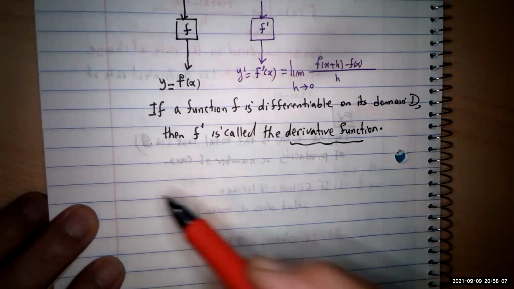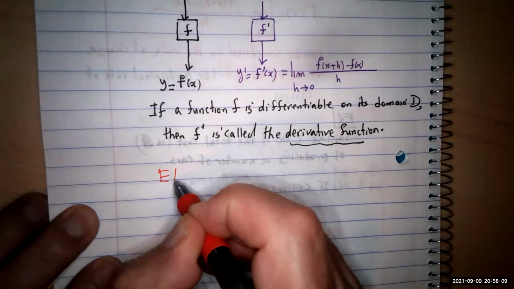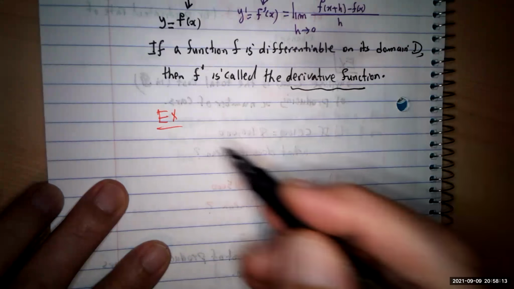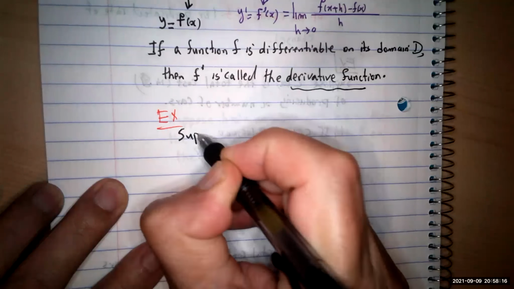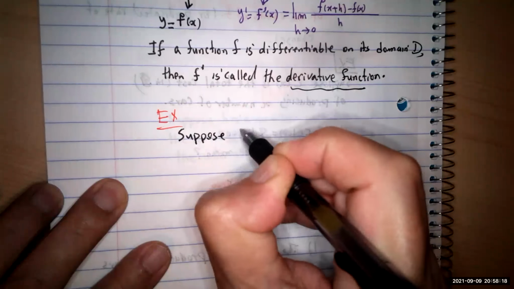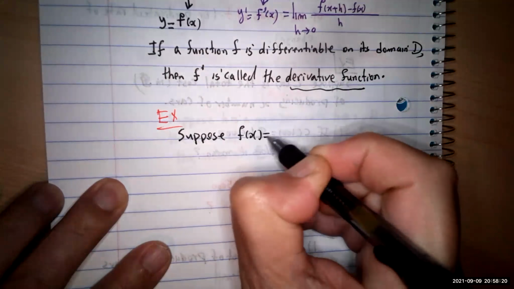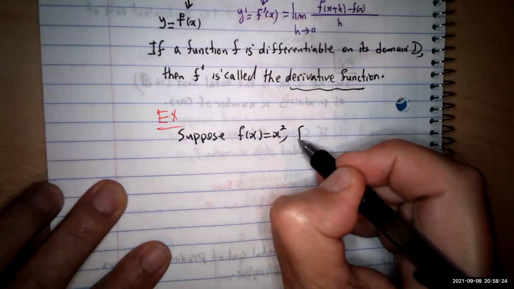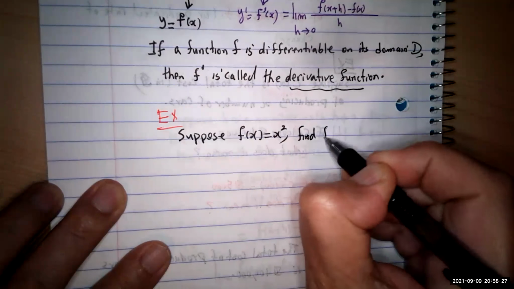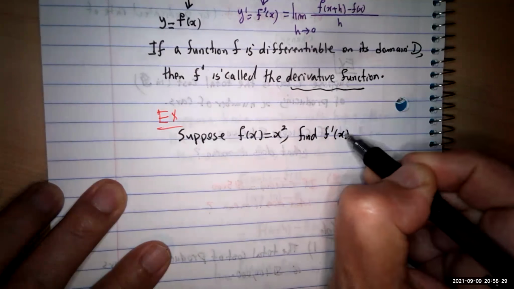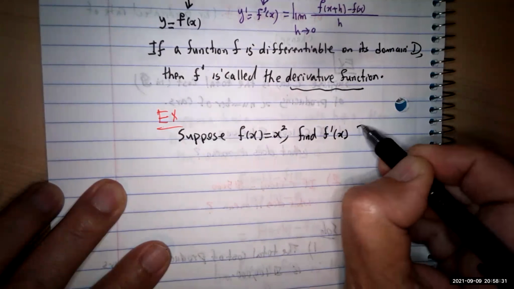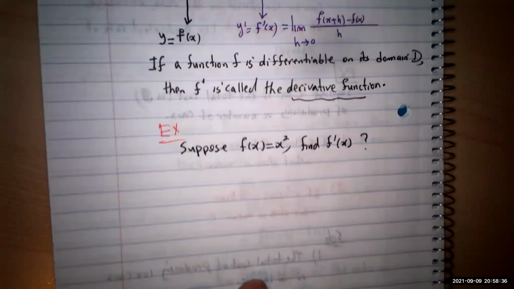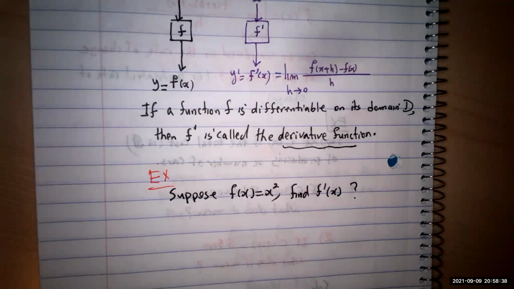Let's check one example. You see, easy one. Suppose f of x is equal to x squared. We want to find what is f prime of x. That's it. Find f prime of x.